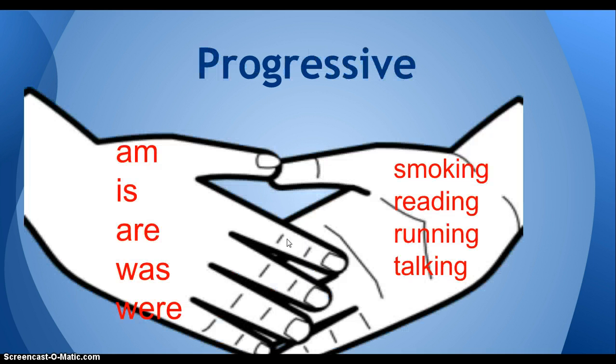So let's look at progressive. And remember our rule stays the same. You must have be with ing. So here our verbs are in the ing form. And the auxiliary is always a form of be, whether it's in the present, am, is, or are, or it's in the past, was or were.